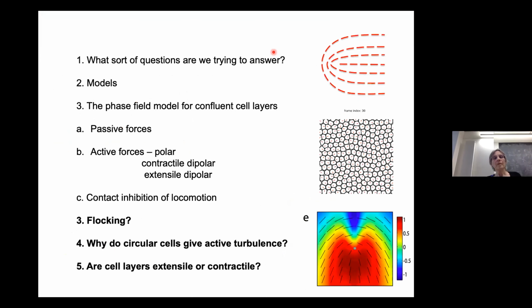Okay, so we've done that. We've done the models. We've enjoyed writing these codes and things. Now let's think about questions we might ask. Can we say anything useful? So these are the three things that I want to talk about. First of all, flocking.